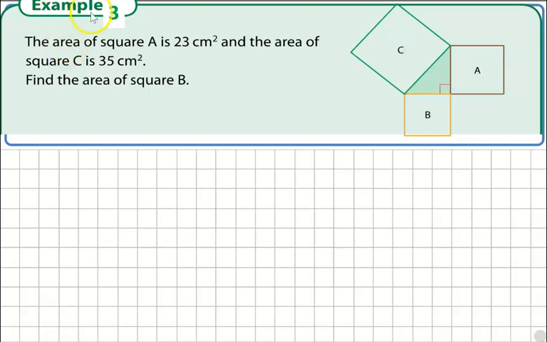Pythagoras' theorem, example 3. The area of square A is 23 centimeters squared, and the area of square C is 35 centimeters squared. Find the area of square B. So the area of square A, this brown square, is 23 centimeters squared. And the area of the square called C, the green square, is 35 centimeters squared. We want to find the area of square B.